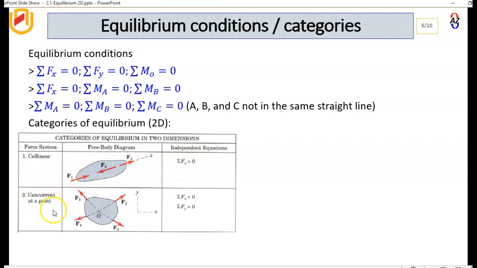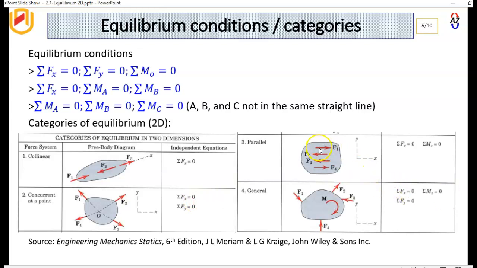If the forces are concurrent, they meet at a point. For example, here F1, F2, F3, and F4 meet at a point, or here. Then there's no moment, because as you can imagine, all the forces are passing through the same point. Then we take the summation of forces in the x and in the y, and that is sufficient for equilibrium.